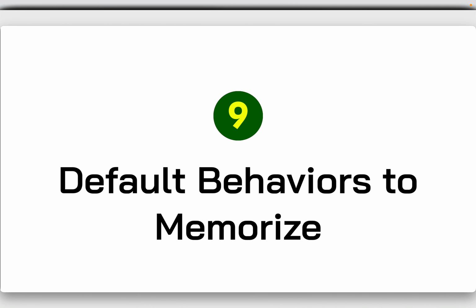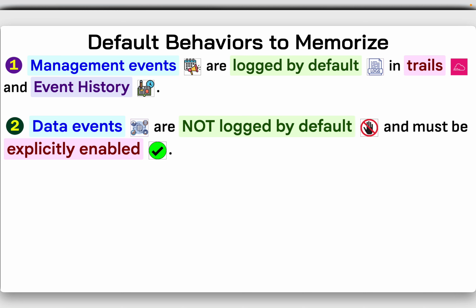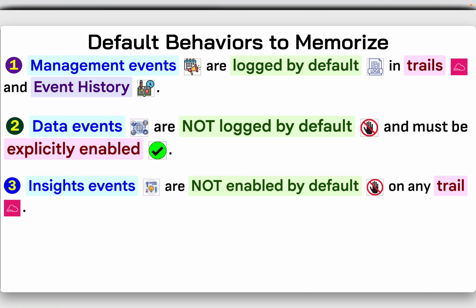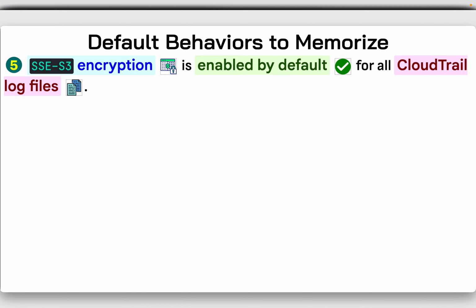Ninth, default behaviors to memorize. So management events are logged by default in trails and event history. Data events are not logged by default and must be explicitly enabled. Insight events are not enabled by default on any trail. Trails created via console are multi-region. Trails created via CLI are single region.